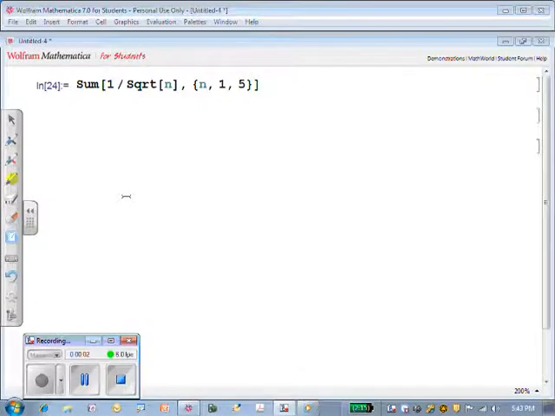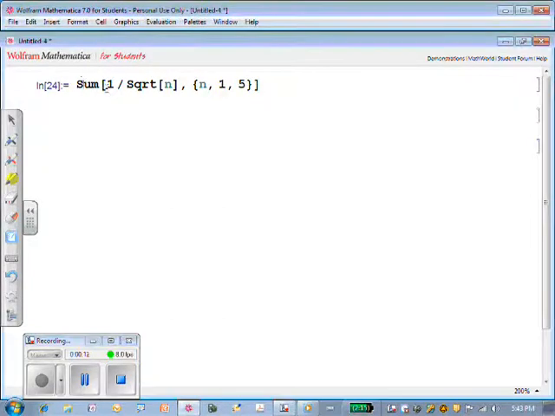So we're going to look at a couple other commands that will enhance the visual and investigative aspects of what Mathematica will allow you to do, especially when dealing with infinity. So let's look at the command Sum again, and here I'm going to sum 1 over square root of n. Notice the command for square root is Sqrt, S is capitalized, n is in brackets. I'm going to ask it to add the first 5 terms, so n equals 1, 2, 3, 4, and 5.